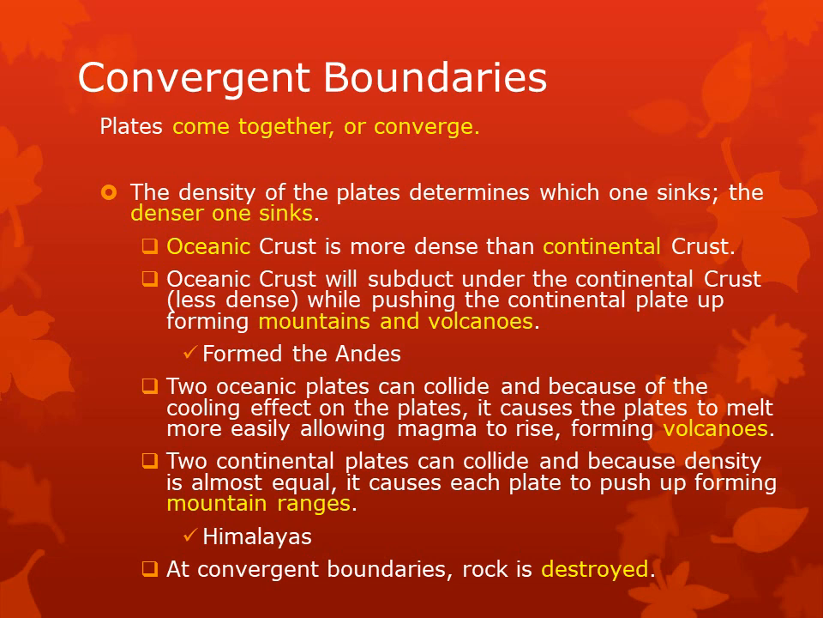Finally, if two continental plates collide, because their density is almost equal, it causes each plate to push up, forming mountain ranges. Okay, this is how the Himalayas in Asia formed, as the Indian plate collided with the Eurasian plate. Now, at convergent boundaries, rock is destroyed, primarily when one subducts under the other.